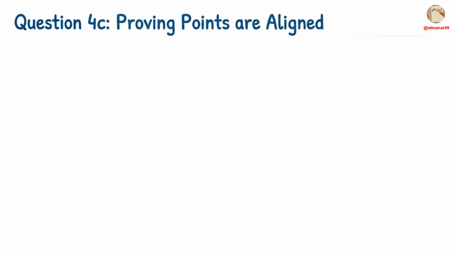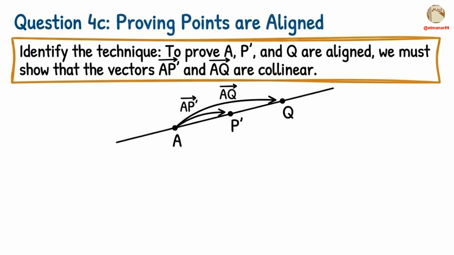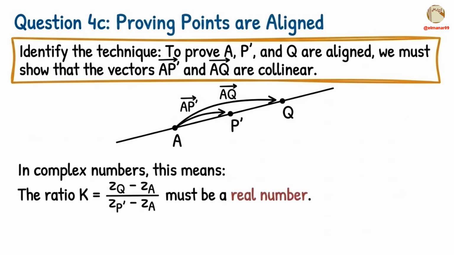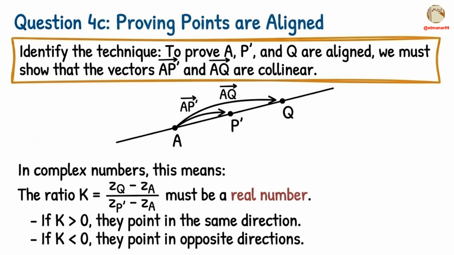Moving to question 4c, proving points are aligned. To show that A, P prime, and Q are on the same straight line, we use vectors. In the world of complex numbers, we calculate the ratio k of their differences. If k turns out to be a pure real number, no i involved, then those vectors are collinear and our points are perfectly lined up. If k is negative, they just point in opposite directions.